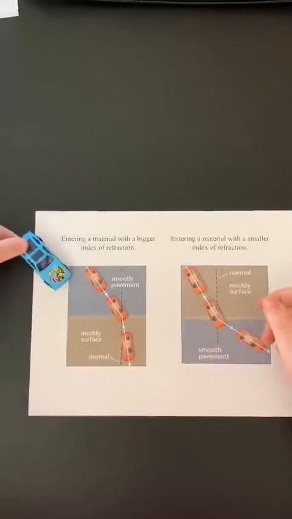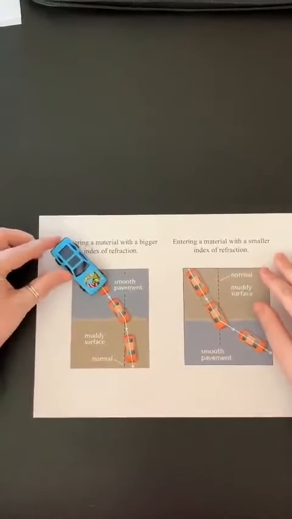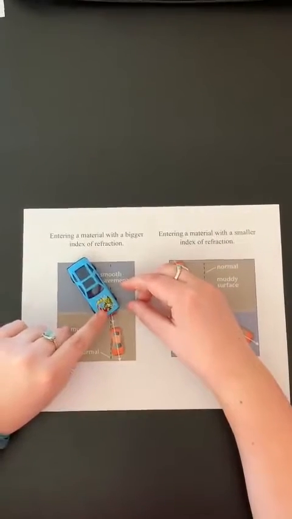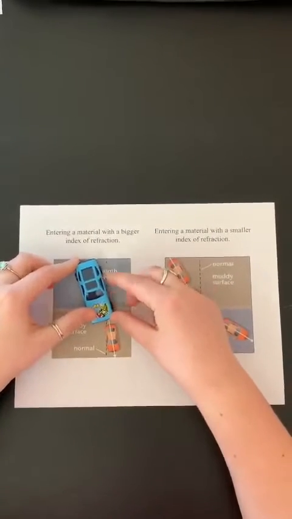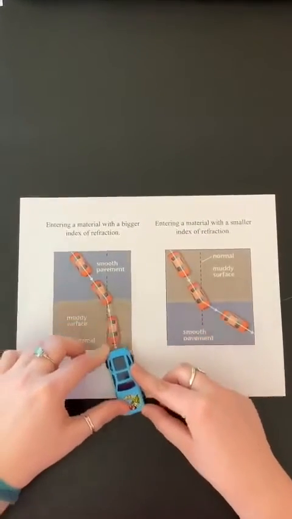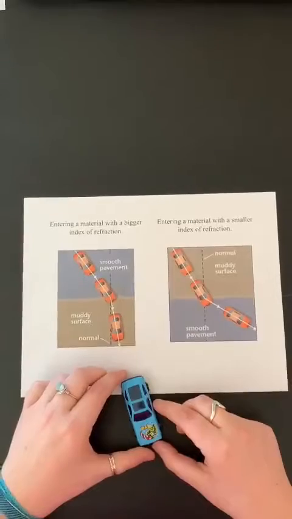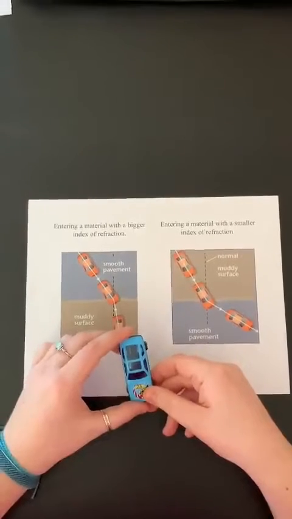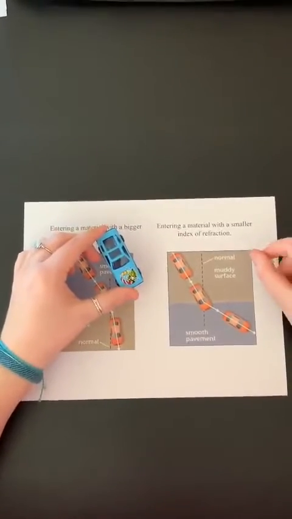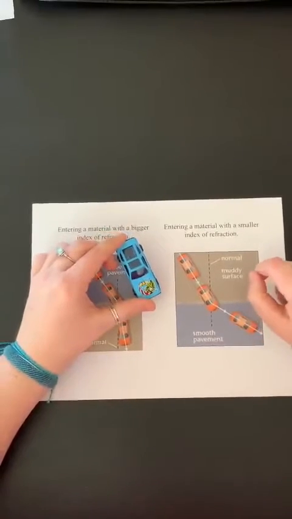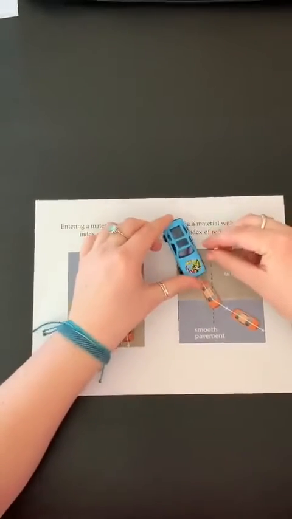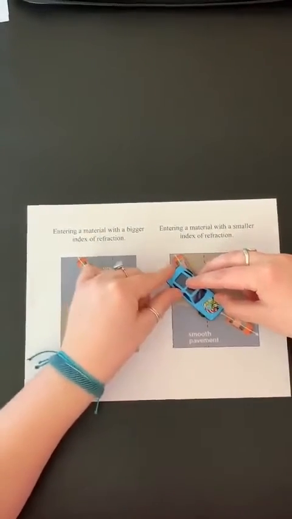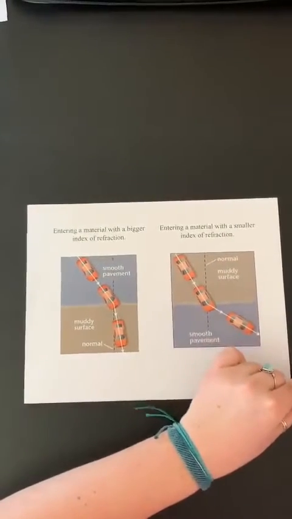Imagine you are driving a vehicle on the pavement, and all of a sudden you hit a muddy surface at an angle. The tire that is stuck in the mud, which is this one, will go slower and will cause the car to pivot until eventually both tires are fully in the mud. This is what happens when a light ray enters a material with a bigger index of refraction. Something very similar happens when light rays escape a material with a higher index of refraction and enter a material with a smaller index of refraction. However, in this scenario, the car you are driving is already in the mud, and the tire that hits the pavement first causes the car to rotate and pivot in the opposite direction.